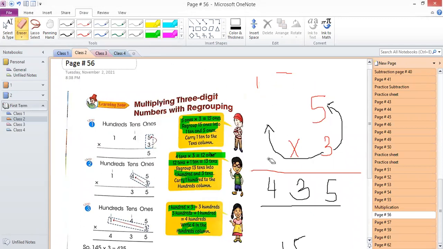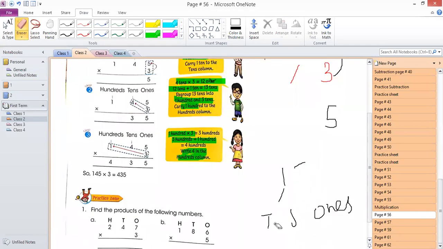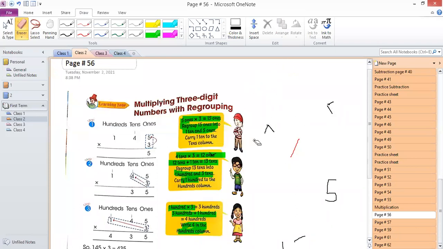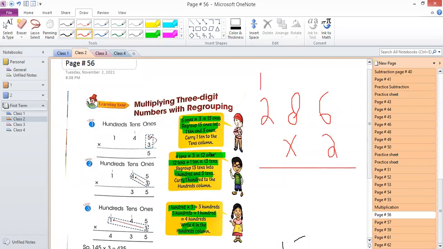Let's take one more example, guys. This was 145 by 3. Let's take one more example. It is 286 multiplied by 2. In 286, there are 2 hundreds, 8 tens, and 6 ones.